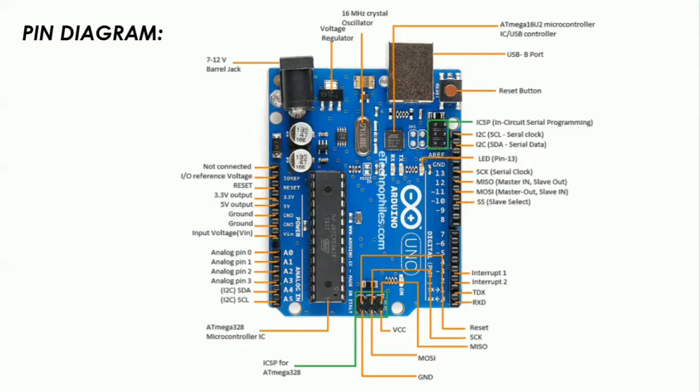So now let's see its pin diagram. These are the digital pins, that is 14 digital pins. These are the power supply area where we have 3.3 volt power supply or 5 volt power supply, two ground pins, and one input voltage pin. And these are the 6 analog pins, that are analog pins 0, 1, 2, 3, and SDA and SCL. This is the main part of Arduino, which is the ATmega328 microcontroller IC, and Arduino runs because of this.